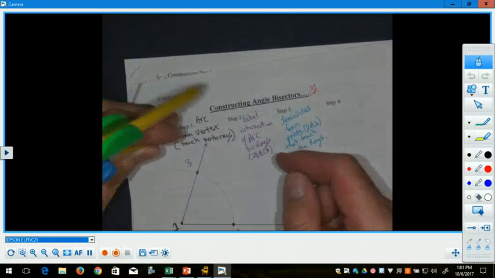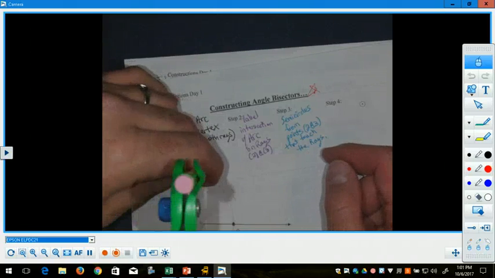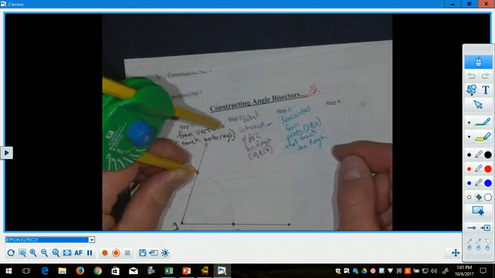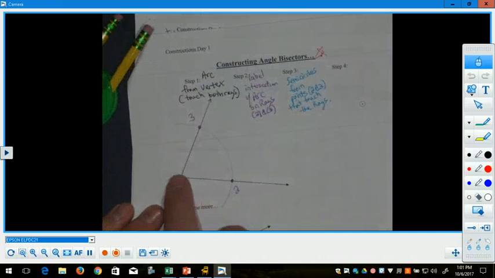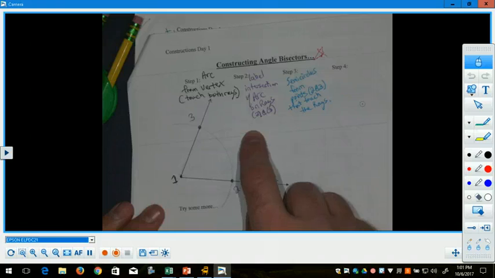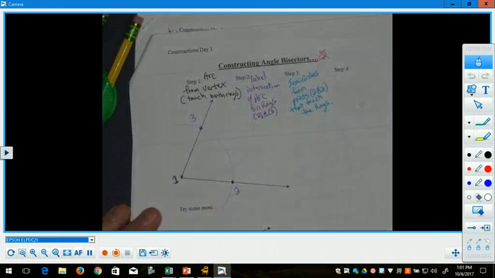Put the pointer from your compass on point 3 and spin your compass to make a semicircle onto that ray, from the vertex onto that ray. So that went from here up here. It went past the ray, but that's okay. The biohazard symbol? Not quite.